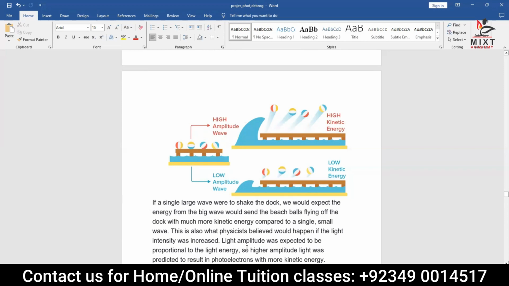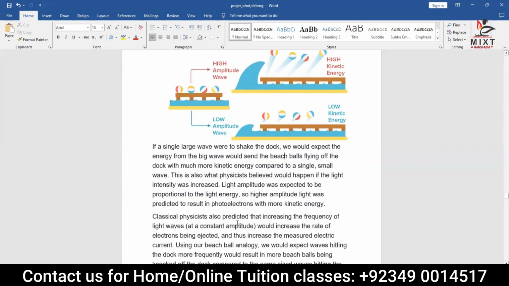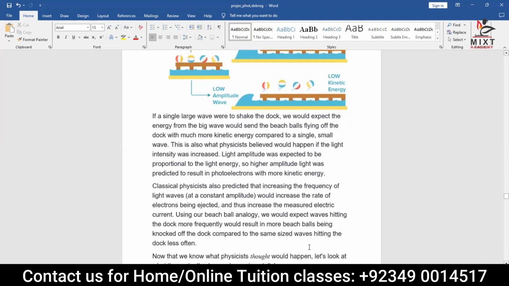So what they believed is light amplitude was expected to be proportional to the light energy. So higher amplitude light was predicted to result in photoelectrons with more kinetic energy. Classic physicists also predicted that increasing the frequency of a light wave at a constant amplitude would increase the rate of electrons being ejected, or in other words, current would be increasing. Using our beach ball analogy, we would expect waves hitting the dock more frequently to result in more beach balls being knocked off the dock compared to the same size wave hitting the dock less often.